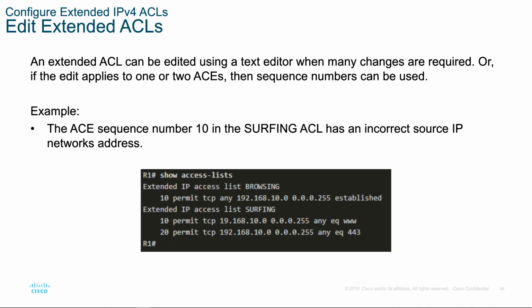So sequence number 10 in surfing has got the incorrect access list source. It's got that typo of 19 instead of 192, so you won't be getting any matches because the source doesn't match. So normal WWW traffic is being dropped because it doesn't match. It's not coming from the 19 network.